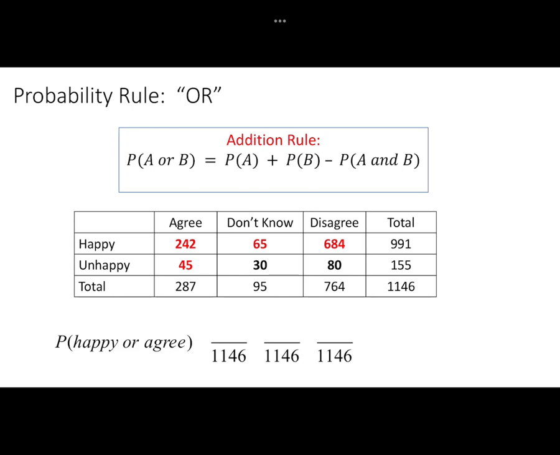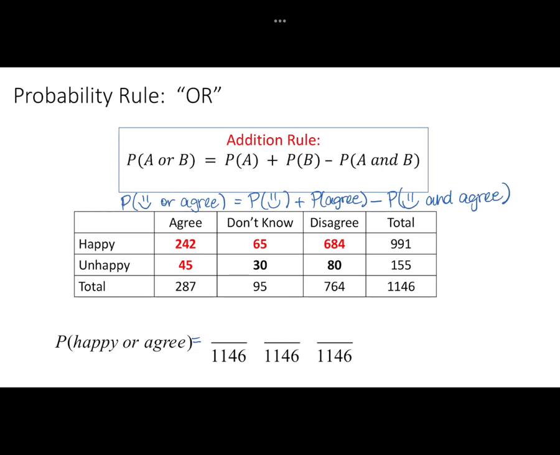So let's look at this again. If we wanted to find the probability of being happy or agree, let's apply our rule here off to the side. Let's use a smiley face. Happy or agree is the probability of being happy plus the probability of agreeing minus the probability of being happy and agreeing.